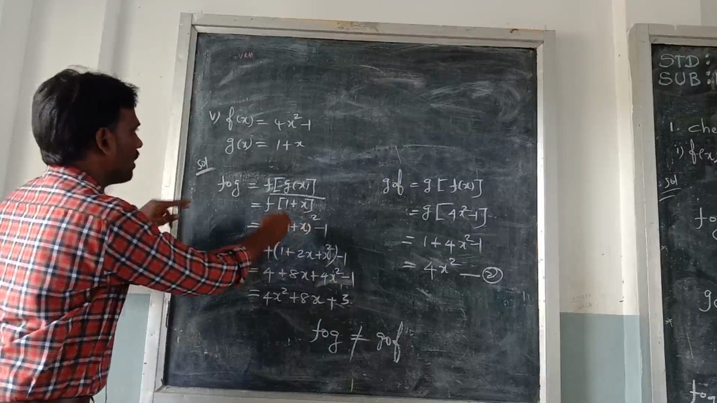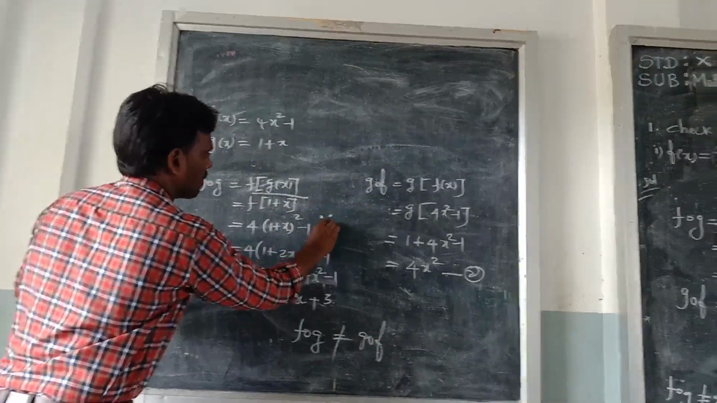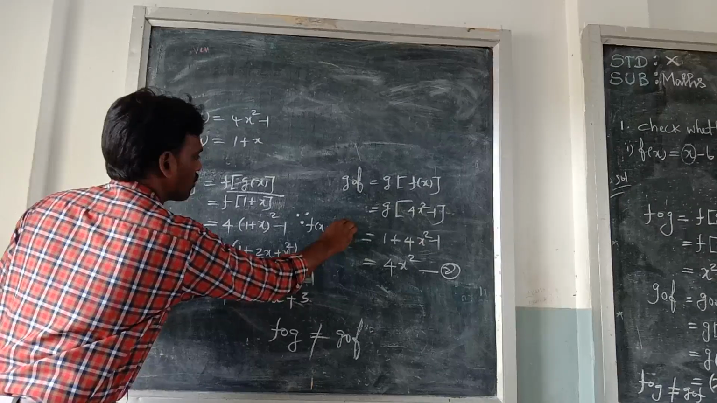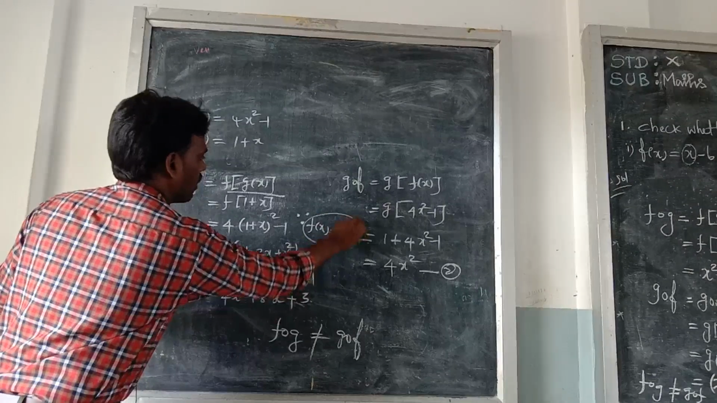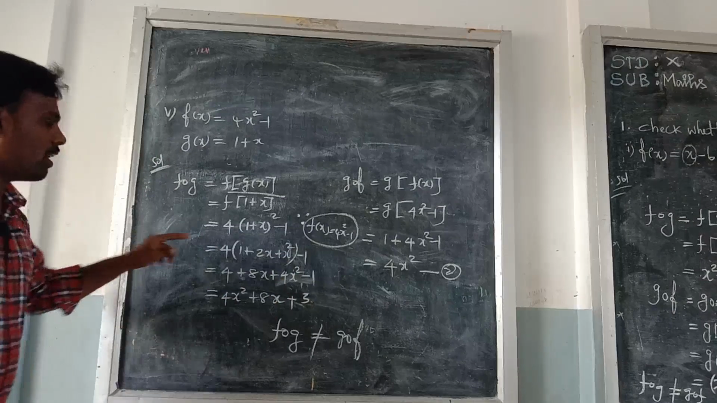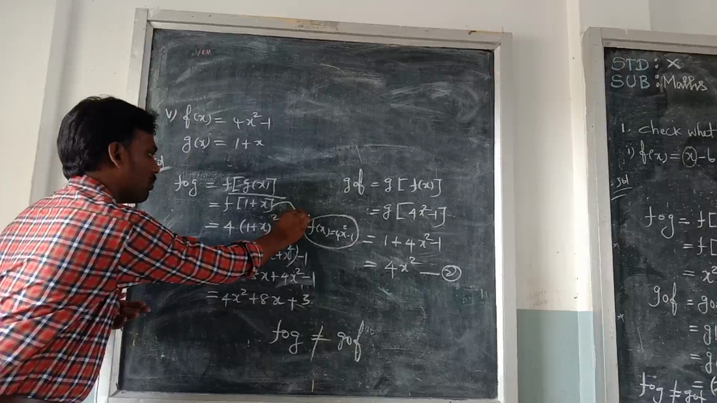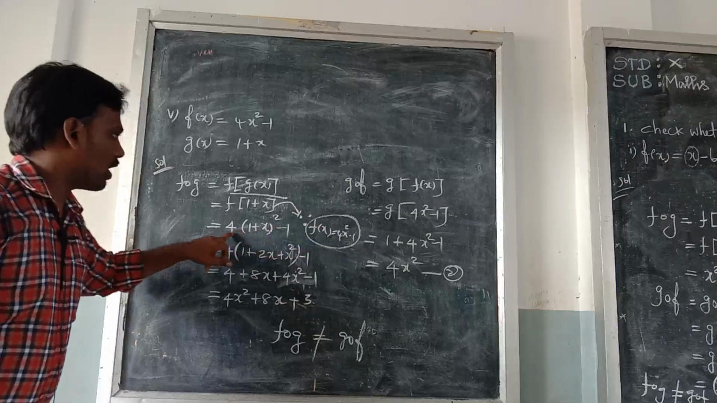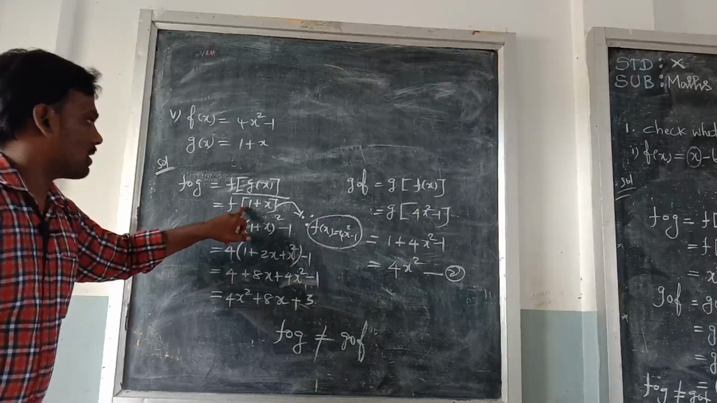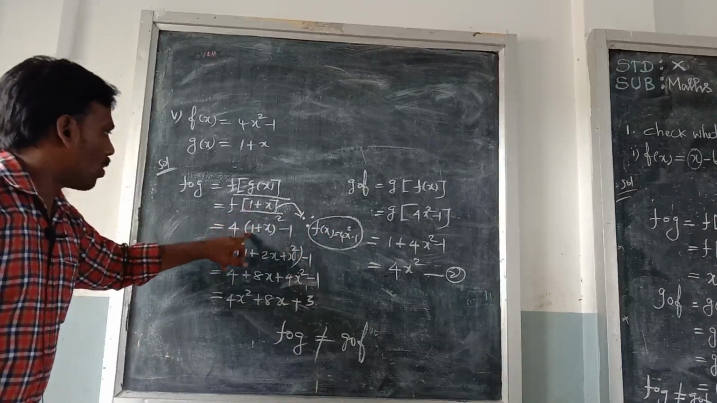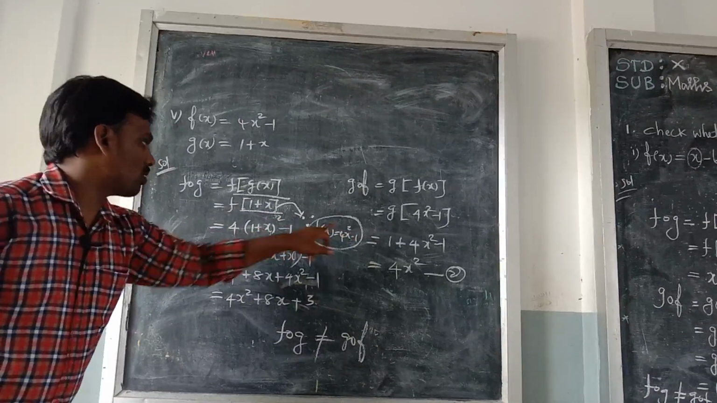F of x place-ல இருக்கு. So since f of x equal to 4x square minus 1. So 4x square minus 1, which one is our x? In the place-ல, so in the value நாம replace பண்ணனும். So 4 is stable, x means 1 plus x. The overall value just you take x. So x square. So 1 plus x whole square minus 1 stable.